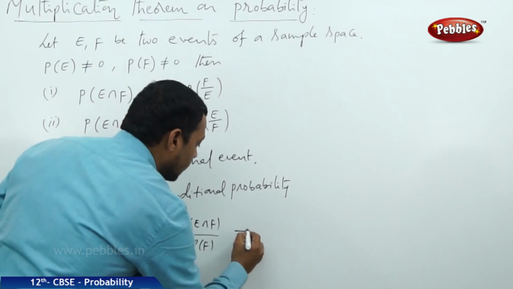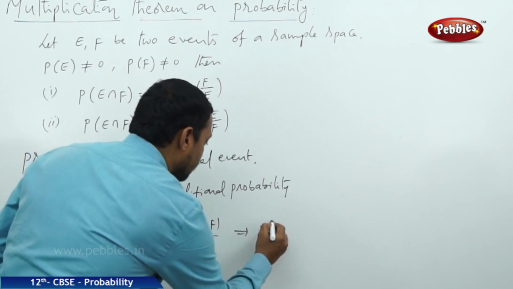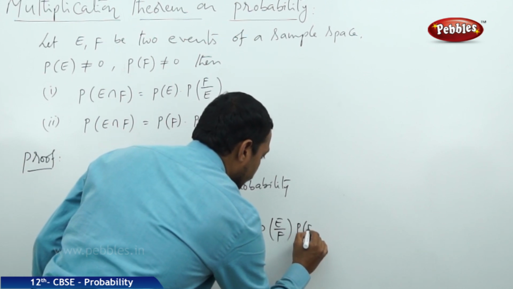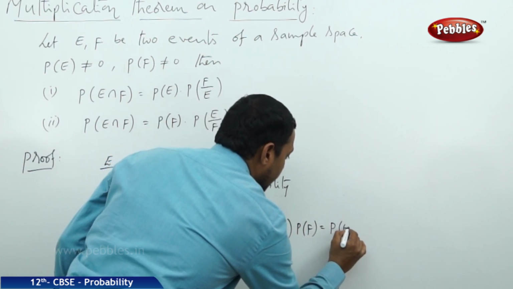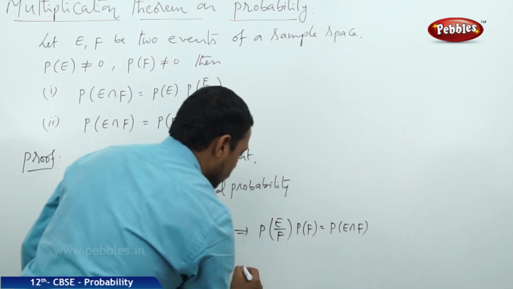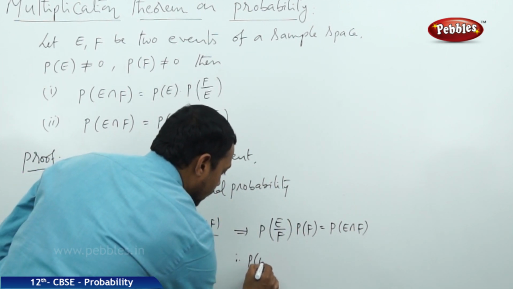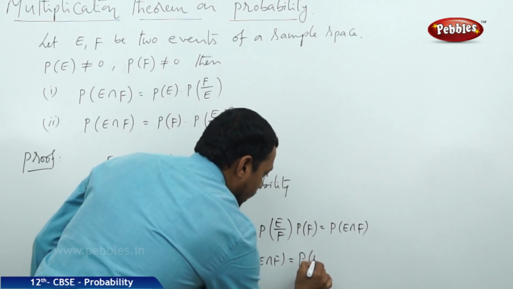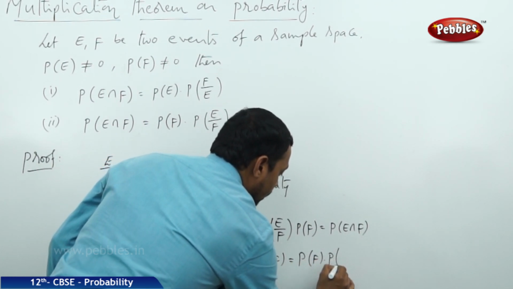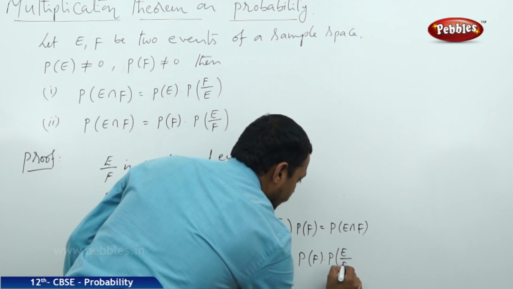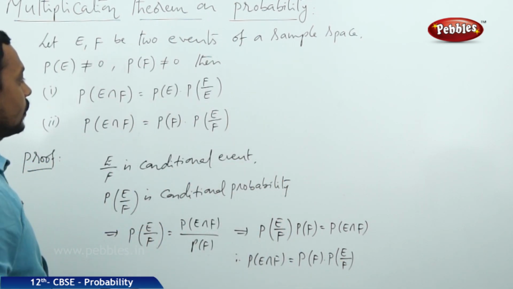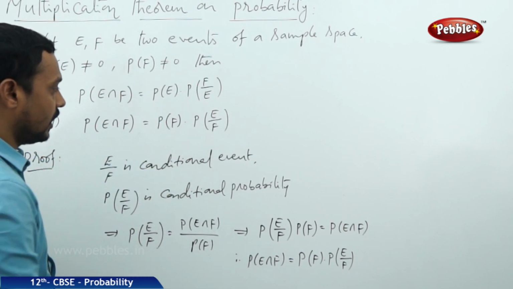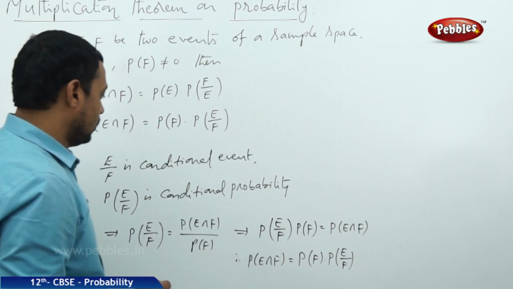Now on cross multiplying, it is P of E by F into P of F is equal to P of E intersection F. Therefore, the probability of E intersection F is equal to probability of F into probability of E by F. So, P of E intersection F is equal to P of F into P of E by F. So, it is the second one.